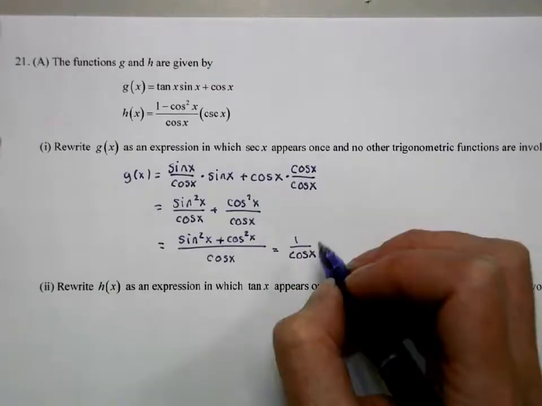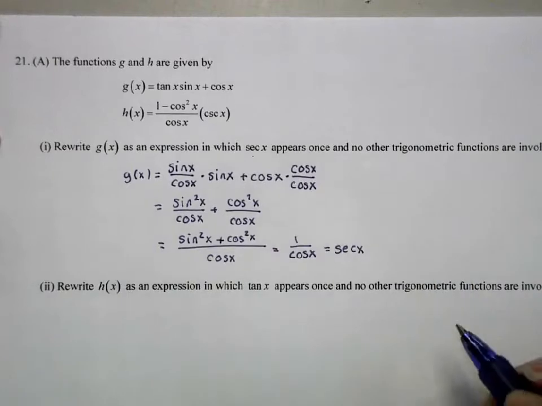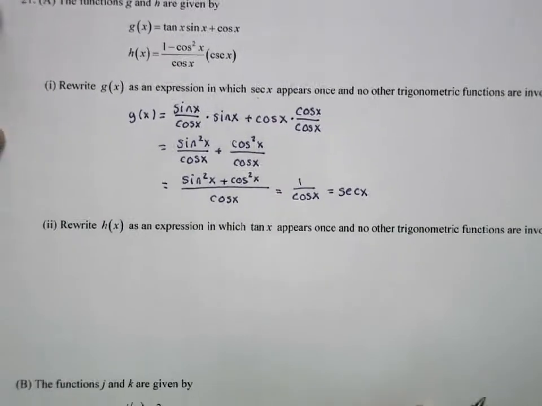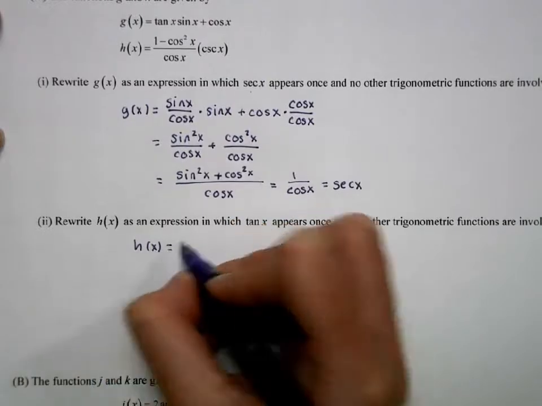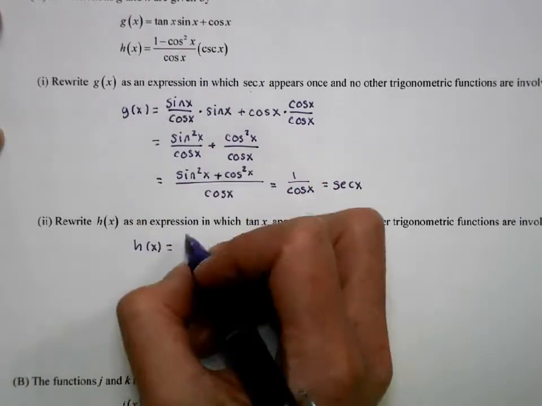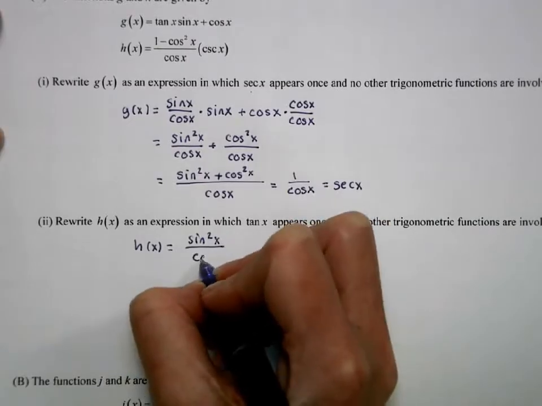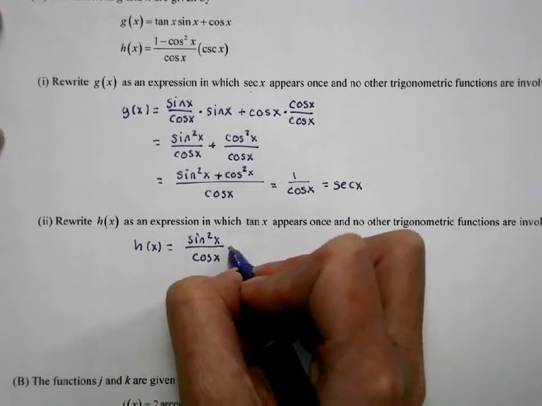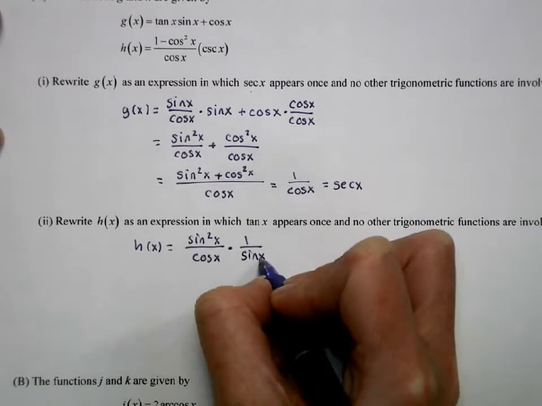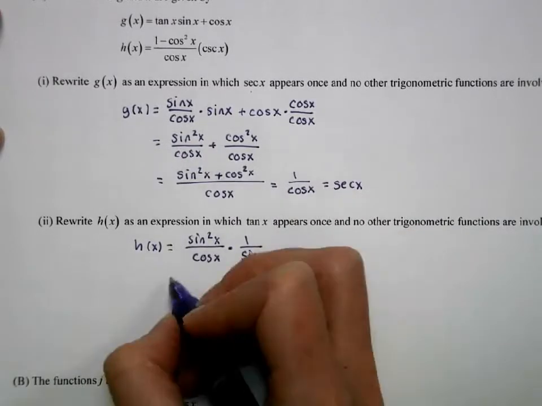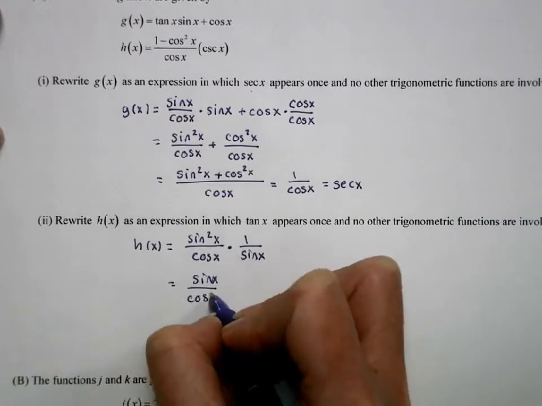For h of x, I'm going to rewrite the 1 minus cosine squared as a sine squared. Cosecant is 1 over sine. So the sine squared divided by sine just leaves me with a sine on top and a cosine on the bottom. And sine over cosine is equal to tangent. And this one said to rewrite as an expression with tangent.